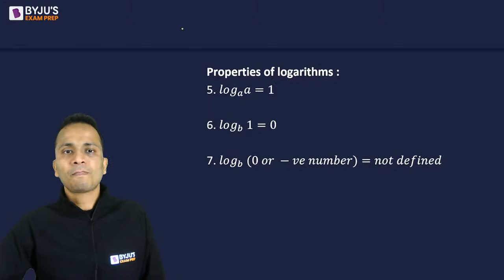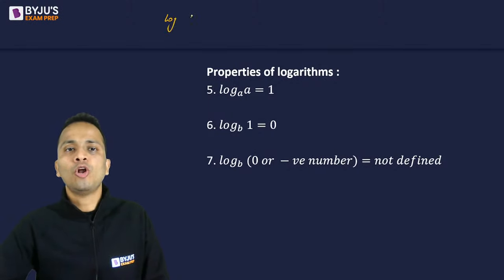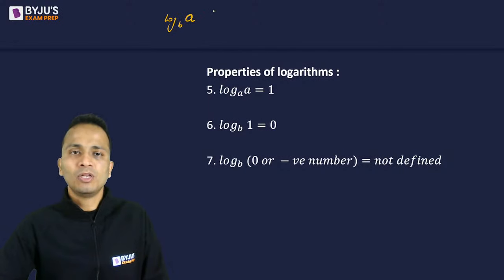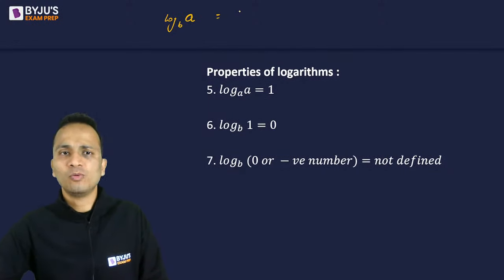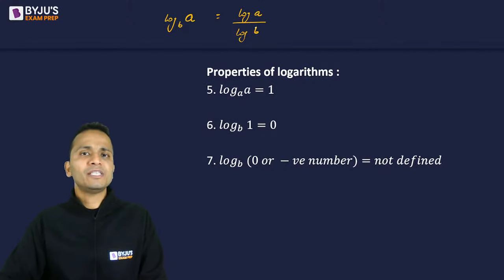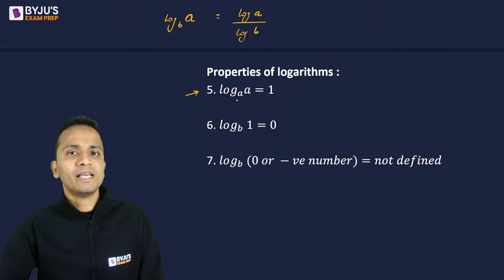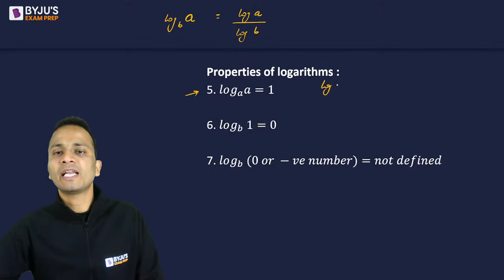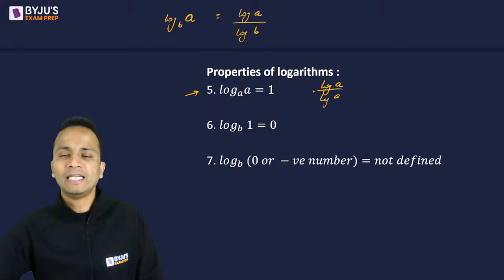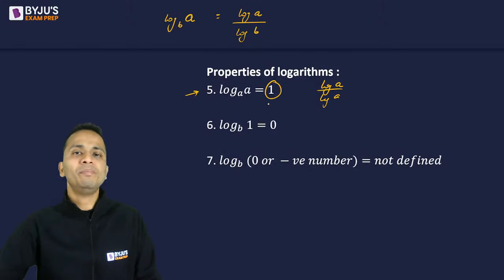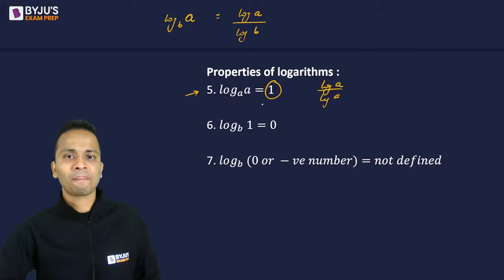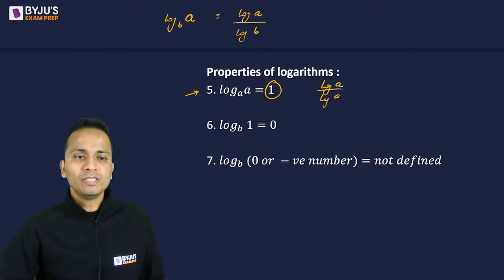Now the next properties are based on this thing, log of a to the base b. If log of a to the base b is written, so you can write it as log a whole divided by log b. So log of a to the base b can be written as log a upon log b. So look at property number 5, log of a to the base a. So log of a to the base a will be written as log a upon log a, and they will get cancelled and the result will be equal to 1. Okay. All right. Now let's move on to the next property.